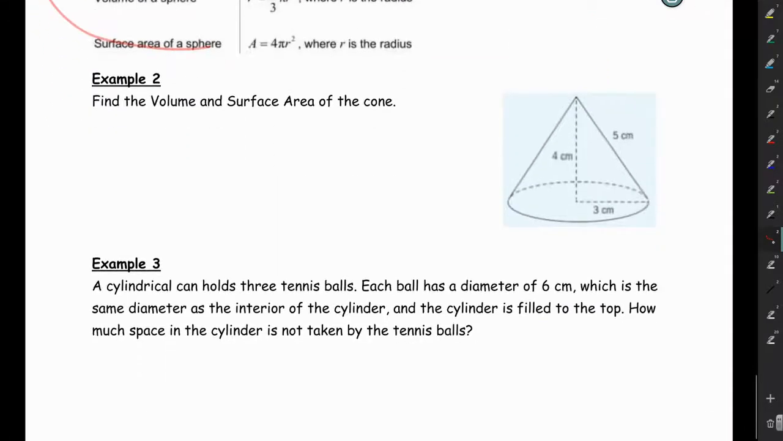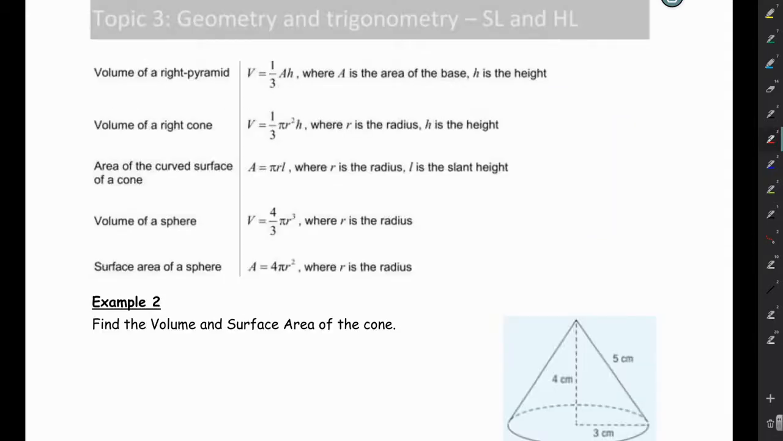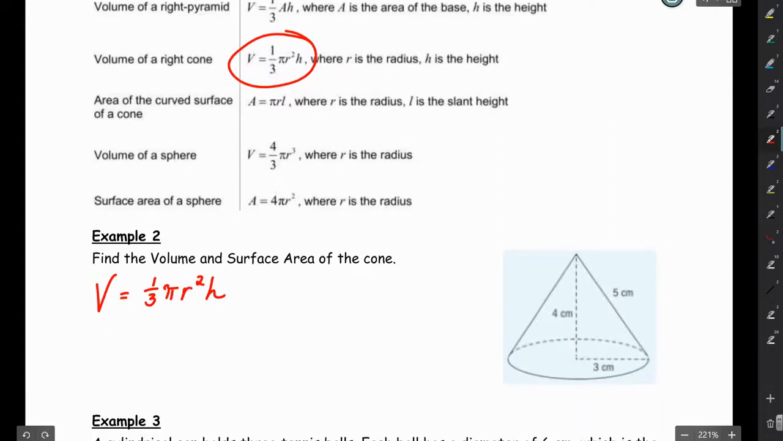In example 2, we're asked to find the volume and the surface area of a cone. So we're going to write out the formula for the volume of a cone. And so the formula for the volume of a cone is given in our formula booklet. It's right there. So let's write that out. 1/3 pi r squared h. And then we're just going to fill in right under the formula. So our volume is going to be equal to 1/3 pi, our radius is 3, and our height is 4.